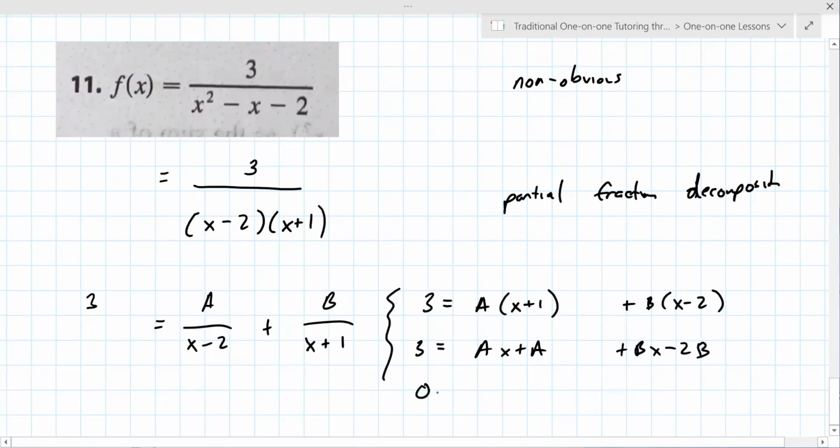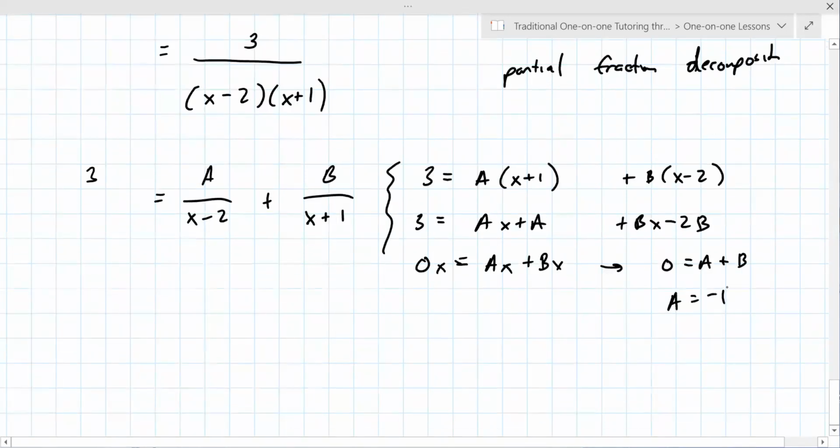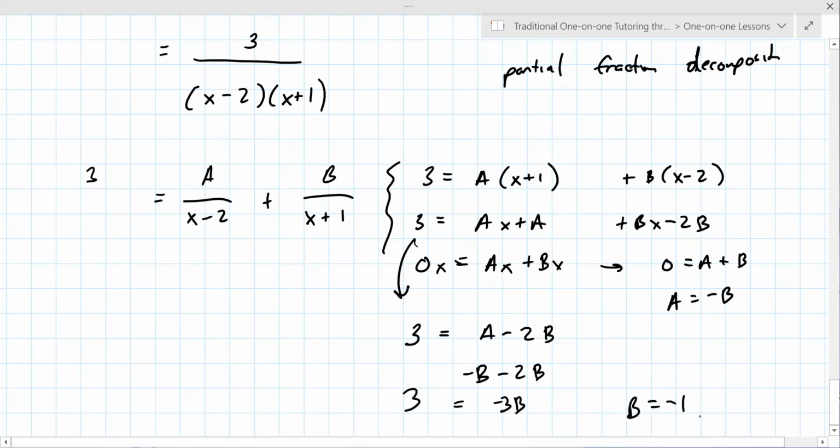So you have 3 equals Ax plus A plus Bx minus 2B. So 0x equals Ax plus Bx. That's one equation, and really it's 0 equals A plus B, because you don't need to write the x's. So A equals minus B. Then in the other equation, that's where you actually use the number: 3 equals A minus 2B. Since A equals minus B, you sub that in: minus B minus 2B, minus 3B equals 3. So B equals minus 1 and A equals 1.